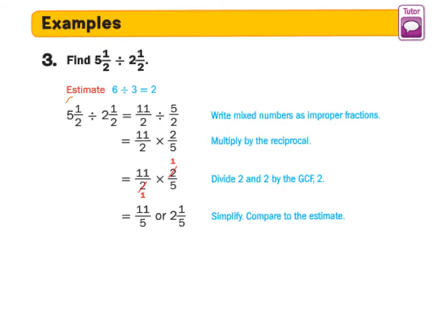So we're going to start off by changing the 5 1/2 to an improper fraction, which is 11 over 2, because 5 times 2 is 10 plus 1 is 11. And then we're changing 2 1/2 to its improper fraction, which is 5 over 2. So now I can go ahead and do my keep change flip. 11 halves times 2 fifths. The 2's can be simplified. So 11 times 1 is 11, and 1 times 5 is 5. And 5 comes out of 11 2 times, which uses up 10. So we get remainder 1/5.